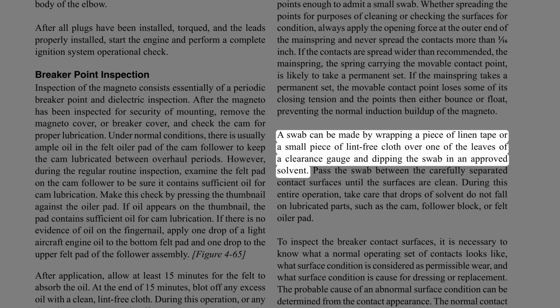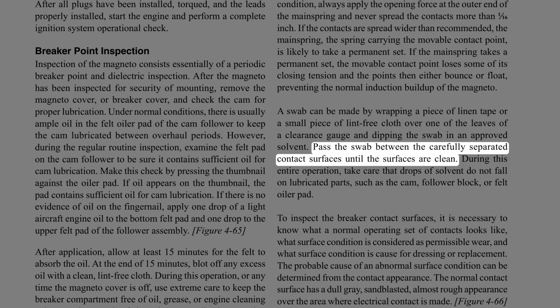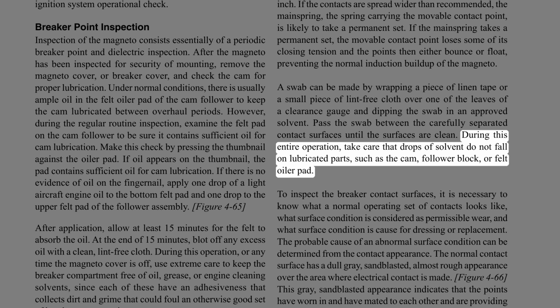A swab can be made by wrapping a piece of linen tape or a small piece of lint-free cloth over one of the leaves of a clearance gauge and dipping the swab in an approved solvent. Pass the swab between the carefully separated contact surfaces until the surfaces are clean. During this entire operation, take care that drops of solvent do not fall on lubricated parts, such as the cam, follower block, or felt oiler pad.